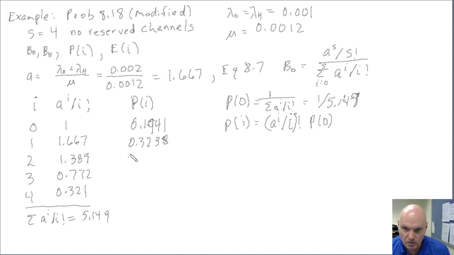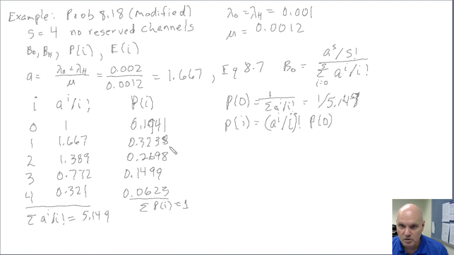and 0.2698, 0.1499, and 0.0623. Actually, if you sum all these up, you should see that they sum to 1. In this case, I think they sum to like 0.998, just due to some rounding error. So these are the individual P I's, which we were also asked to find.